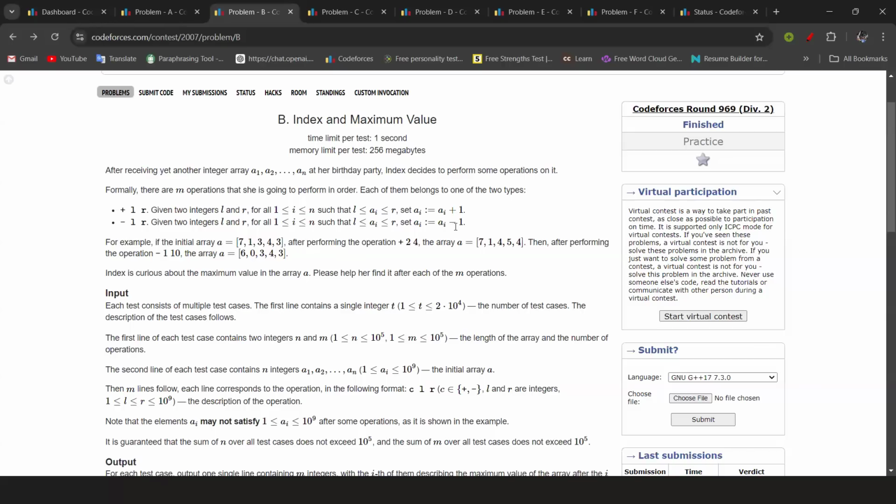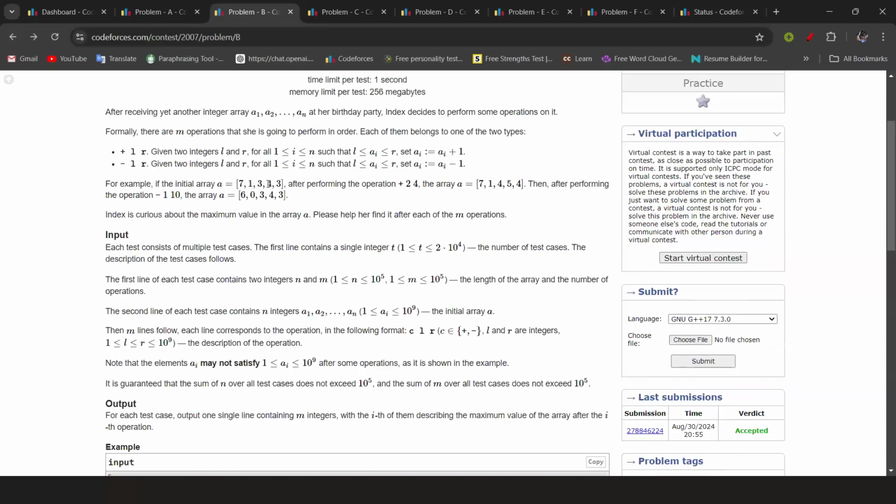Say we have this as our array and the operation is plus 2, 4. All the values that are in the range from 2 to 4 are incremented. 7 is not in the range, 1 is not, 3 is in the range from 2 to 4, so it is incremented, and 4 is in the range, so it is incremented to 5. Then for minus 1, 10, all the integers were in the range from 1 to 10, so all of them are decremented by 1. So that's the operation to perform.